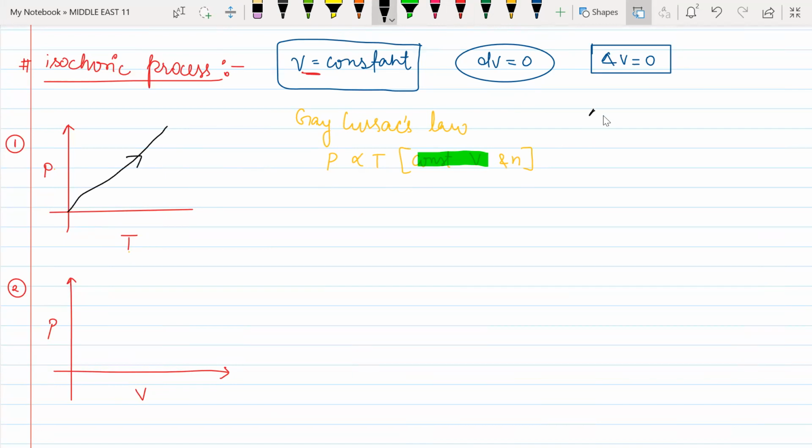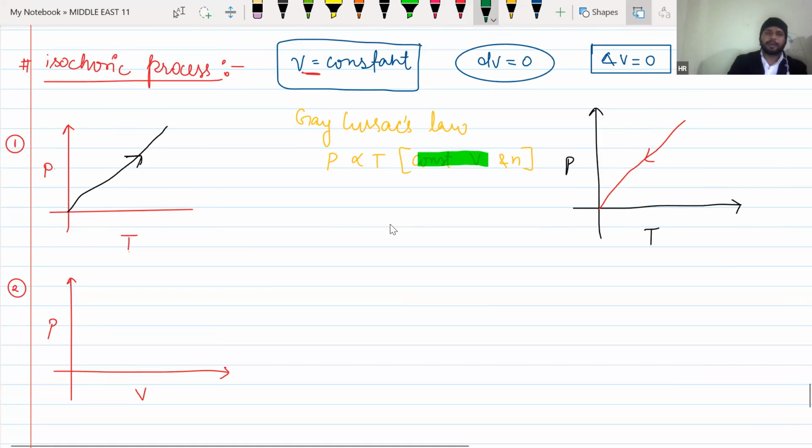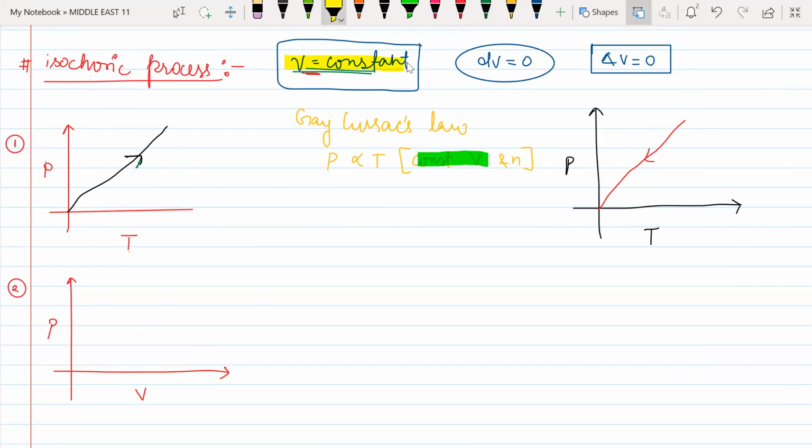Now we will have two graphs on the basis of direction for P versus T, in which I am giving the direction upward, and here I am giving the direction downward. Let me know which is expansion and which is compression. Now see here, temperature is rising with pressure, but volume is constant here, so there will be no expansion as well as no compression, right? Yes, sir.